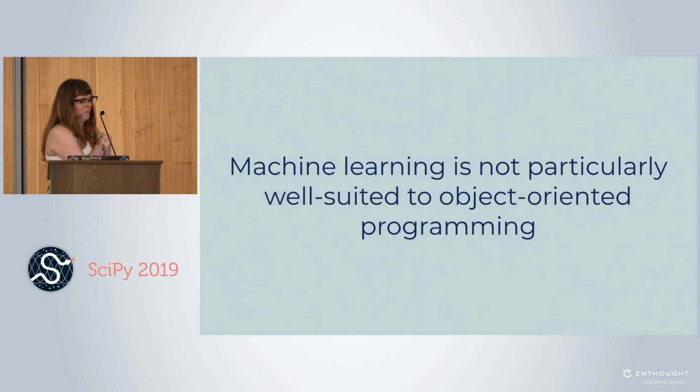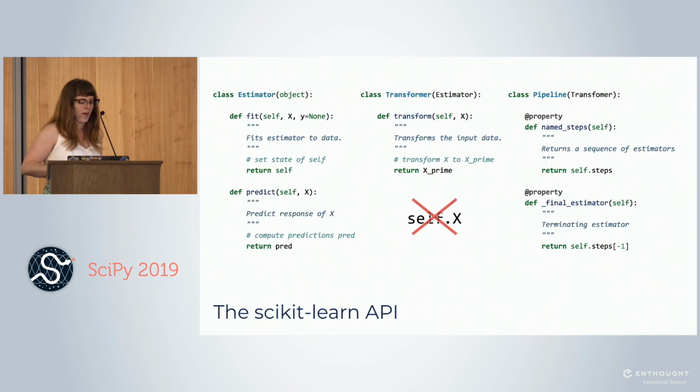This journey has not been without bumps in the road. One big thing is that it turns out machine learning is not particularly well suited to object-oriented programming. This probably comes as no surprise to people who have used TensorFlow or complex graph-based models. It's really tricky, but oh well, we made that decision and we went down that road.